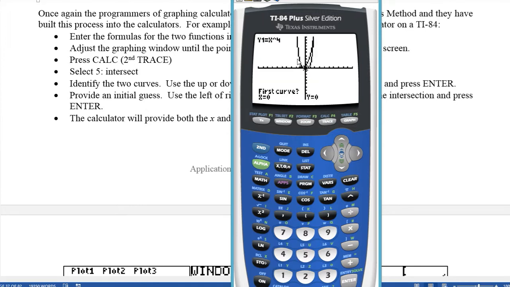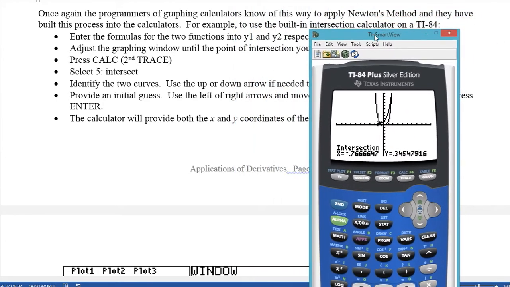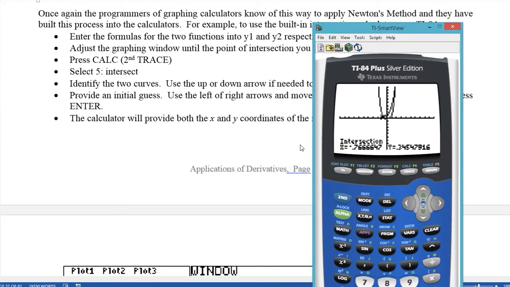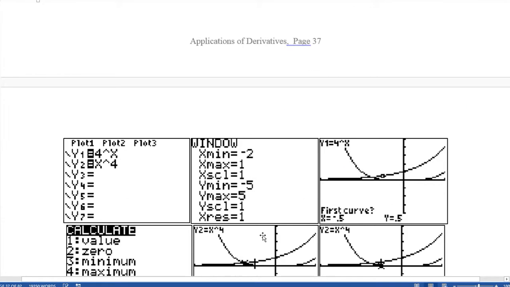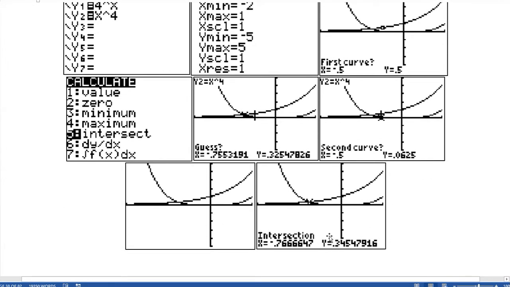Now, you could have up to 10 graphs going at once, so it needs to know which 2 you want. So there it is, Y1. That's one we want. Hit enter. Y2, enter. If it's not the one we want, you can use the up or down arrows and notice it switches curves. Then it asks us for a guess. We seed it with the guess by getting close to it. And then basically it does the Newton's method stuff in the background, and sure enough comes back with both the x and the y values, which agree with what we just had.